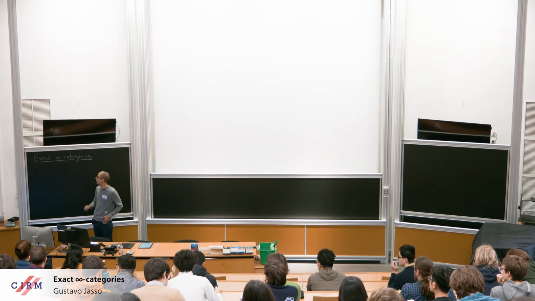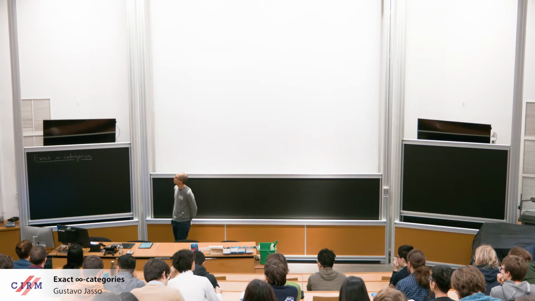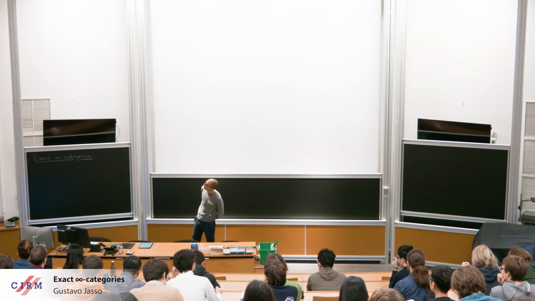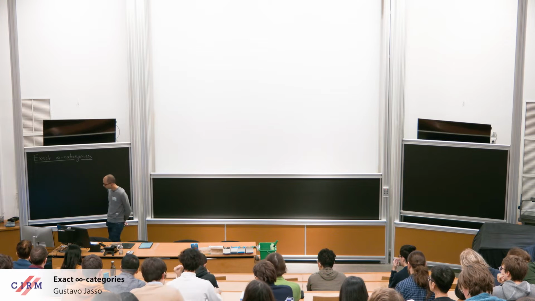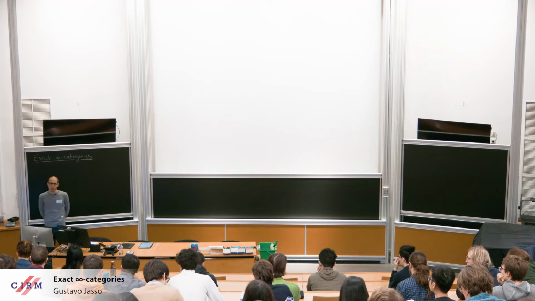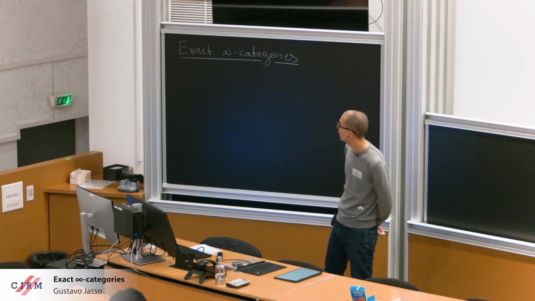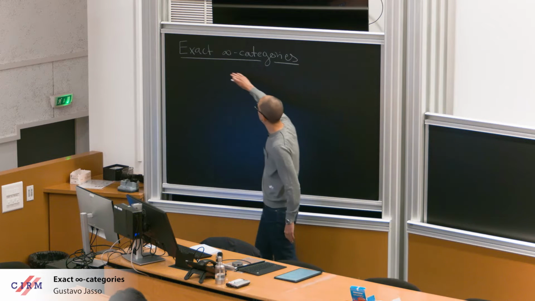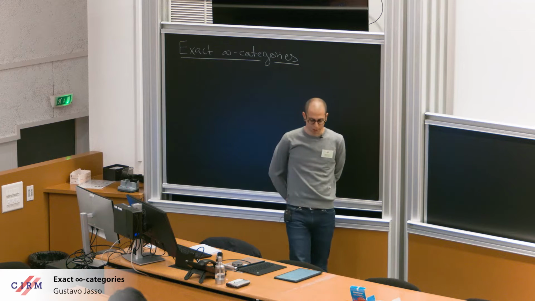So, as mentioned, the title of the series is Exact Infinity Categories. Exact infinity categories were introduced by Clark Barwick around 2015. And as the name suggests, there are certain categorical structures that are analogous to Quillen's exact categories in the theory of ordinary categories, but that are formulated within the context of the richer infinity categories.